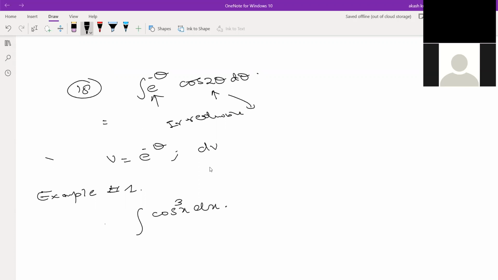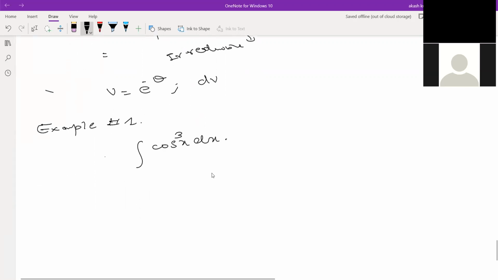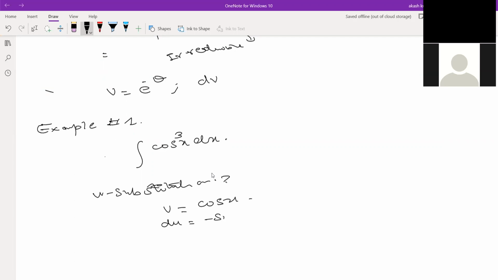First thing is, can we apply the U substitution? There isn't any use of using the U substitution here, because let's say that U is our cos x, and then we differentiate that function, it becomes minus sine x. So we don't have any differential of cos x here in this function, which is sine x. So we can't apply this.